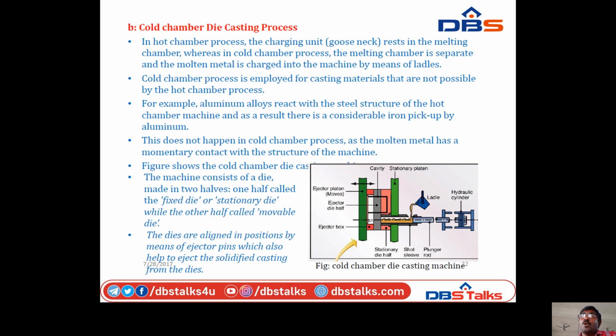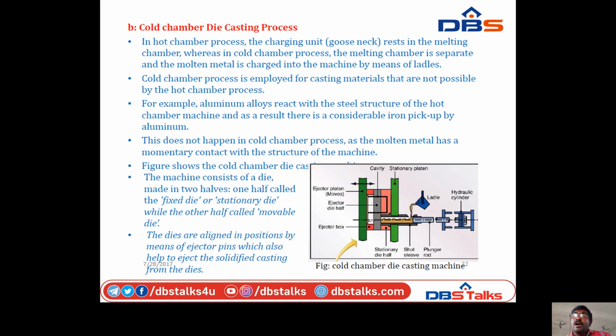Next, the cold chamber die casting process. In the hot chamber process, the charging unit gooseneck resides in the melting chamber, whereas in the cold chamber process, the melting chamber is separate and molten metal is charged into the machine by means of ladles. The cold chamber process is employed for casting materials that are not possible by the hot chamber process.